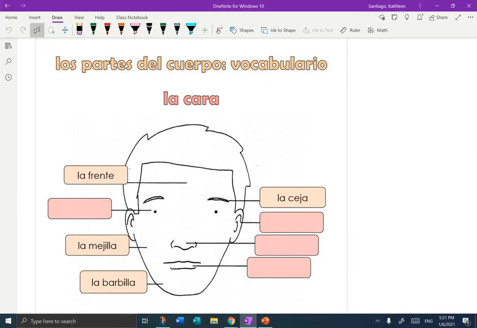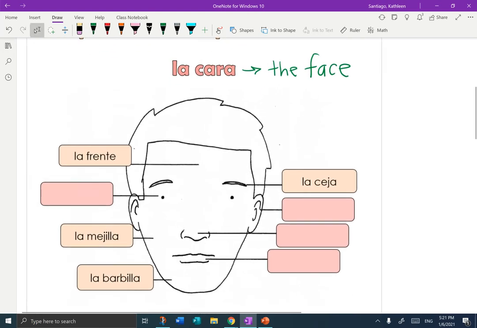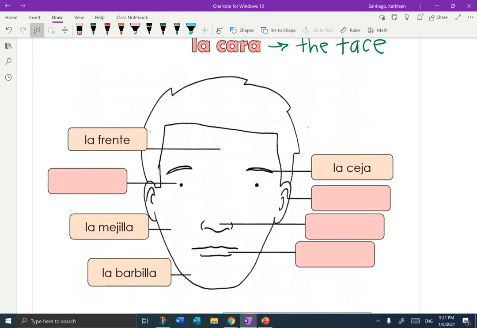So it says, Los partes del cuerpo vocabulario, la cara. Right away, we should know that la cara is the face. Some of them are already labeled for you. Those are the ones you will not be quizzed on, but it's important to know them. La frente is your forehead. Frente means front. I always think of it as the front part that will hit the wall first if I run into it. So frente, forehead.